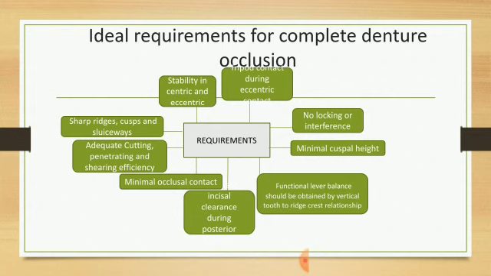Next we move on to ideal requirements for complete denture occlusion. The first requirement is that there should be stability in every type of centric and eccentric contact. Next we have tripod contact during eccentric contact. What is tripod contact? Apart from the centric position, the patient undergoes different types of movement, like protrusive movement as well as lateral movement. In case of complete dentures, the contact has to be maintained in every type of position, let it be protrusive or lateral.